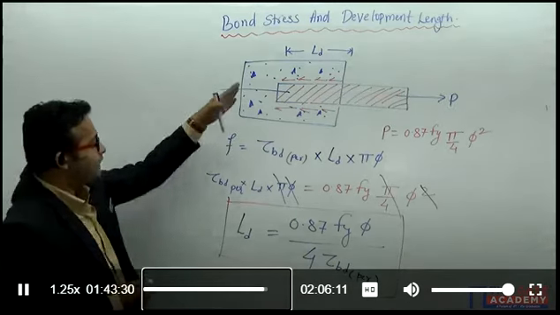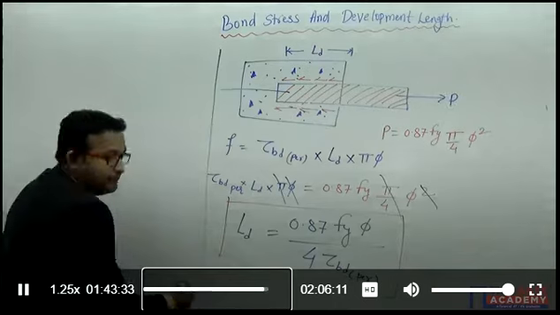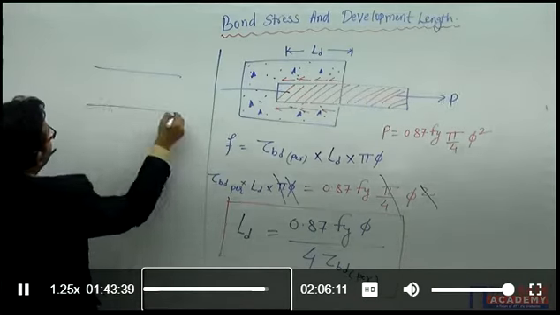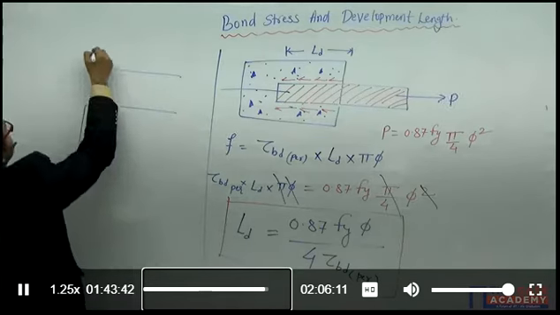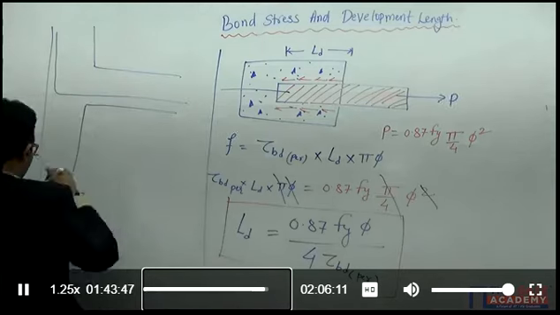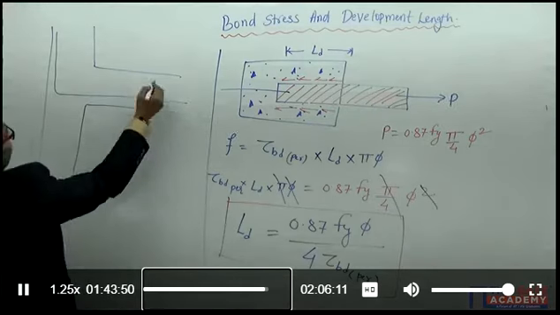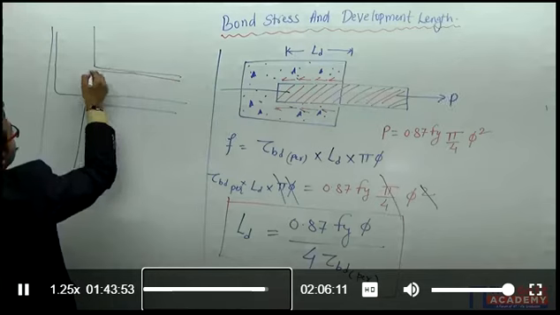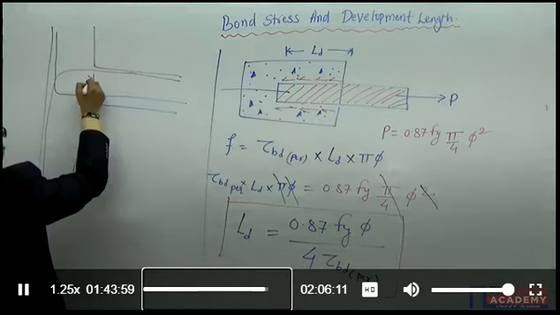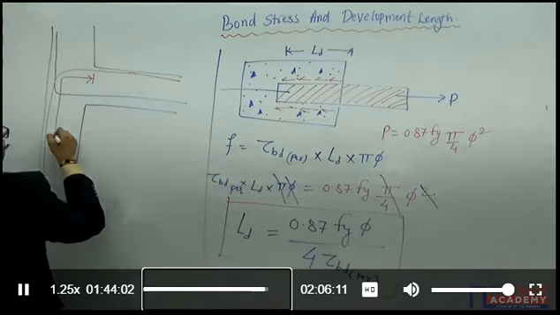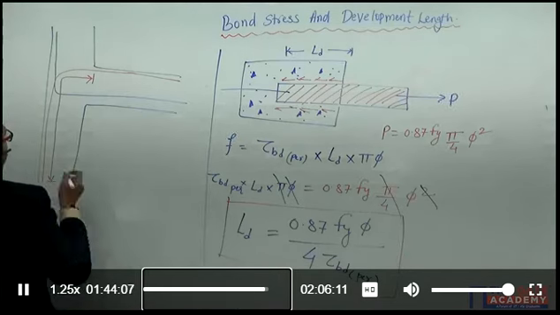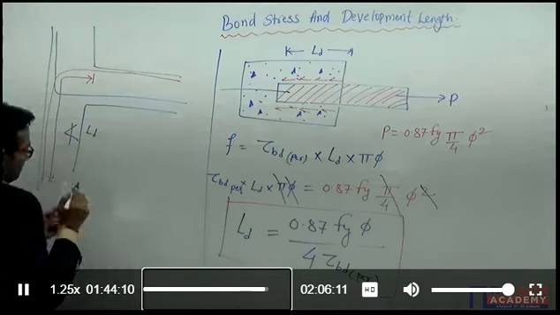So where we are going to provide this development length? Suppose there is a beam column junction. In the beam column junction, we generally provide this development length. Suppose a building is there, we provide development length from the face of the column up to here. This distance shall not be less than development length.